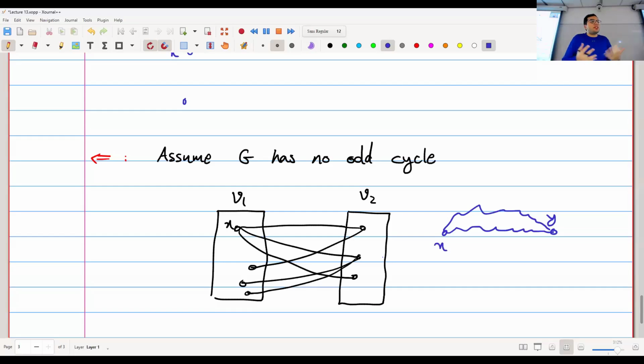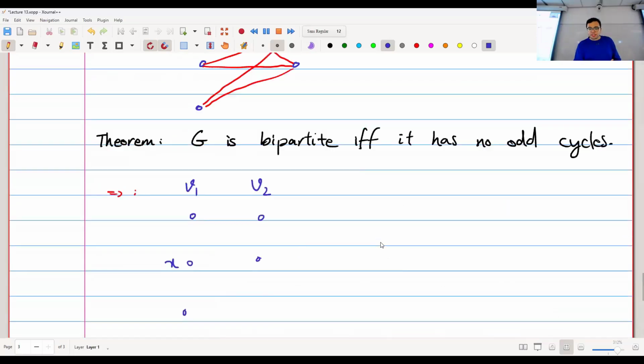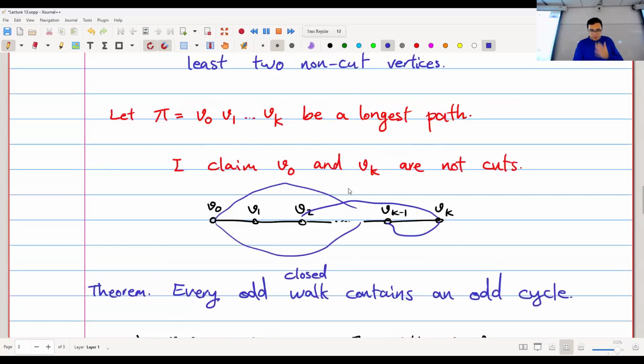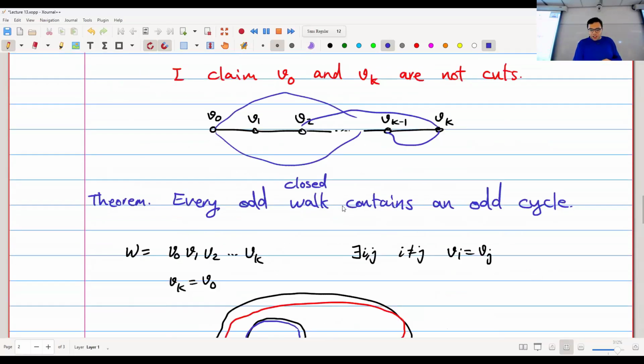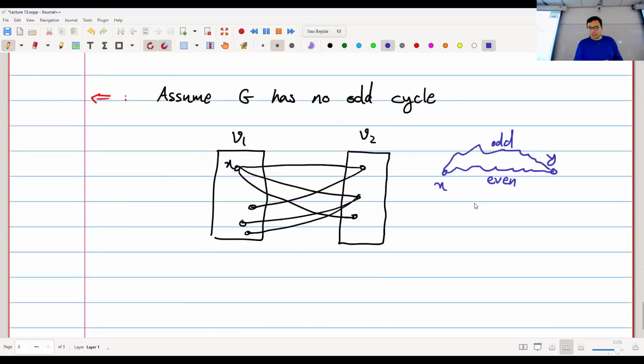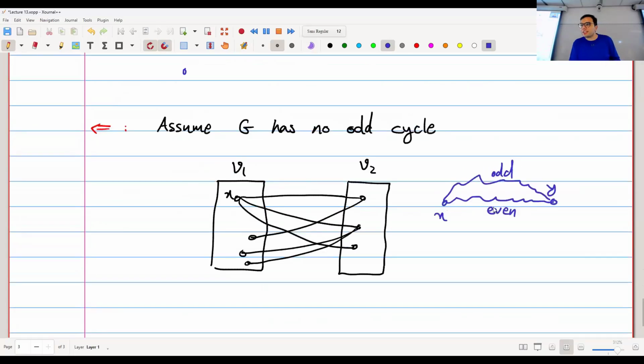Now, suppose this is not the case. Suppose I have a walk from X to Y that is odd, and I have another walk from X to Y that is even. If I add these two walks together, I get a closed walk, and that closed walk is odd. But we said that if we have an odd closed walk, then we have an odd cycle. And we know that we don't have an odd cycle, so I cannot have anything like this.